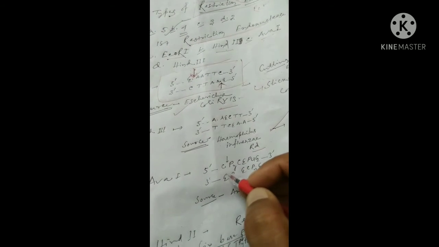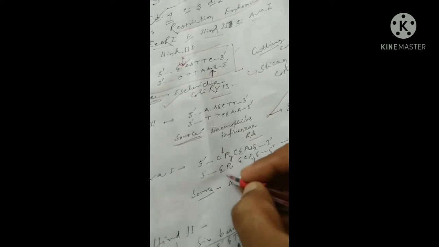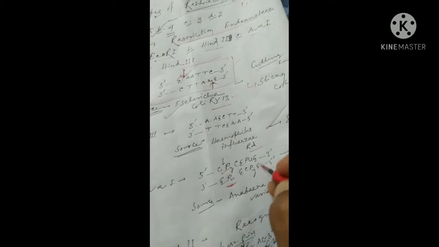And for AvaI, we have seen the cutting site is 5'-C. This denotes purine and this denotes pyrimidine. So that portion is the cutting site. The source is Anabaena variabilis, and it cuts to give both sticky and cohesive ends.